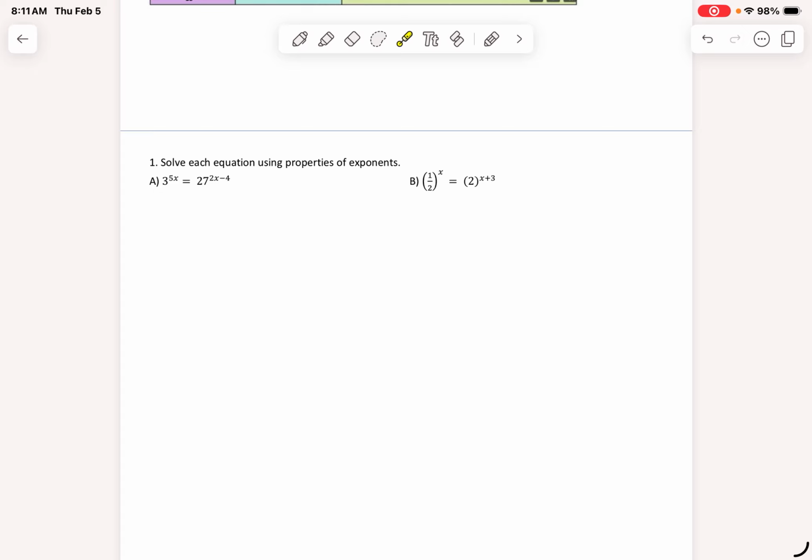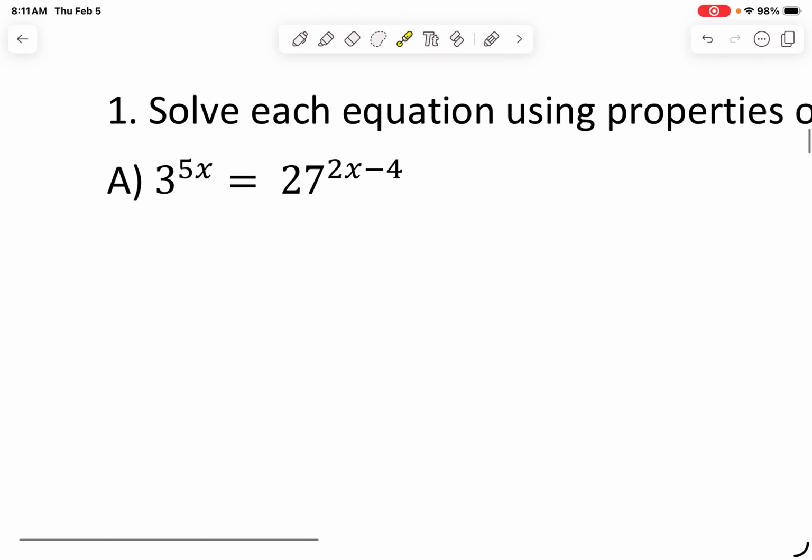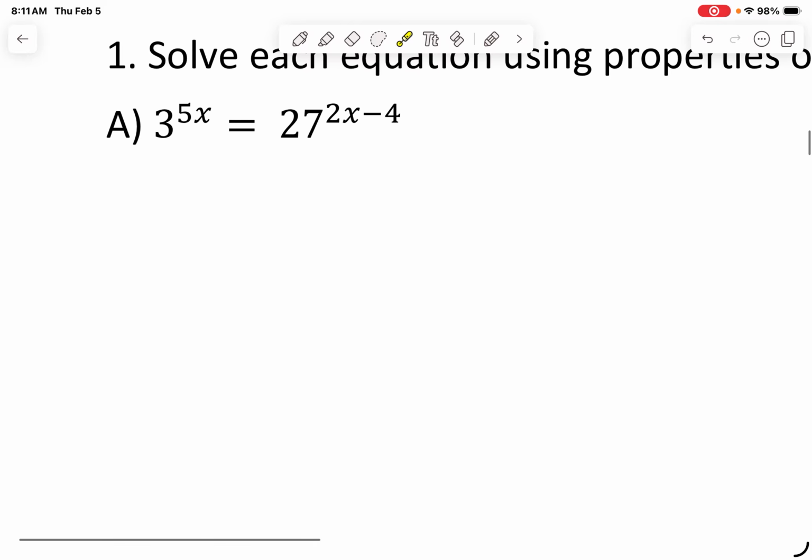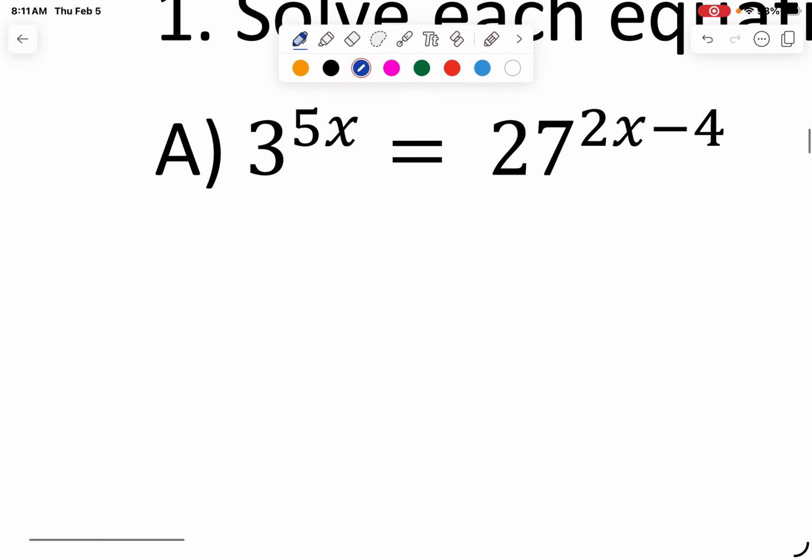Okay, so let's go ahead and use these properties to solve this equation. We're going to do lots of solving. This is all no calculator until we get to number 2, where you get to use your calculator, and you'll see why. Here we have 3 to the 5x equals 27 to the 2x minus 4. So what we're looking for is to get the same base. We have a base of 3 and a base of 27. So the question is, can they be rewritten as the same base?